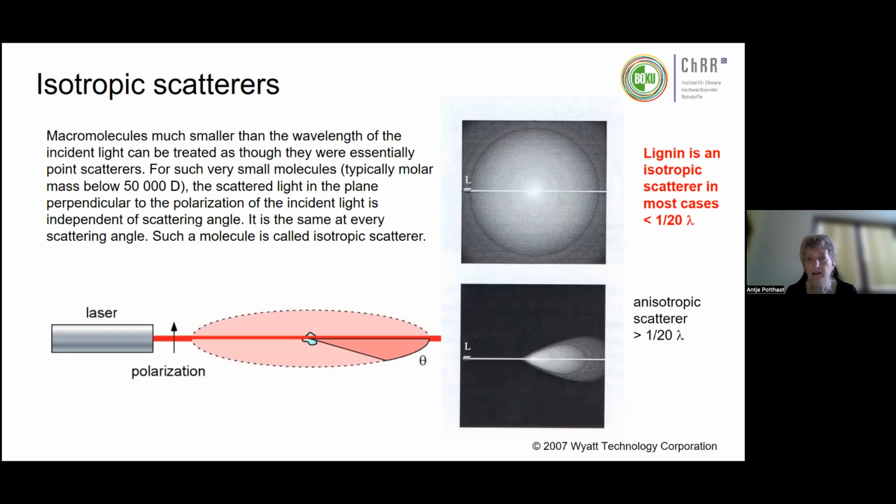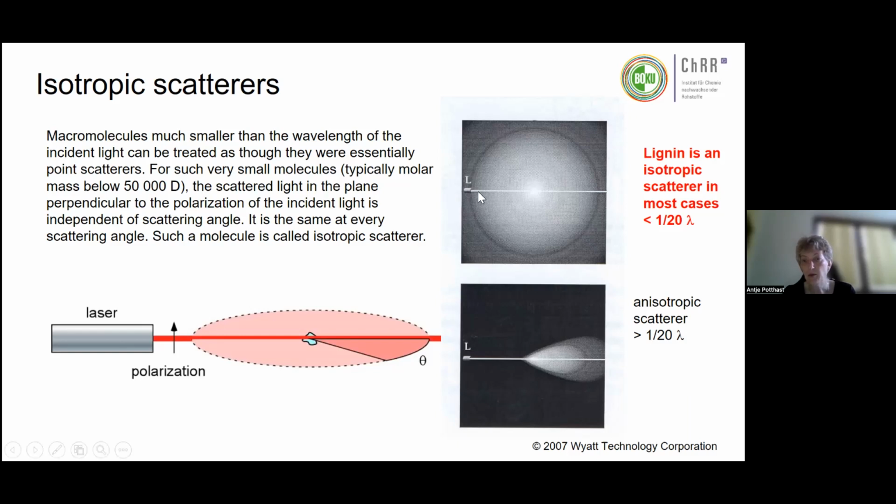Unfortunately, our lignin is too small. It's still in the range of the so-called isotropic scatterer. So we have no angular dependency of the scattering of the light, which we observe for large molecules, like for cellulose, for alginates, for different polysaccharides. It's perfect. You can basically really look into the shape of the molecule.